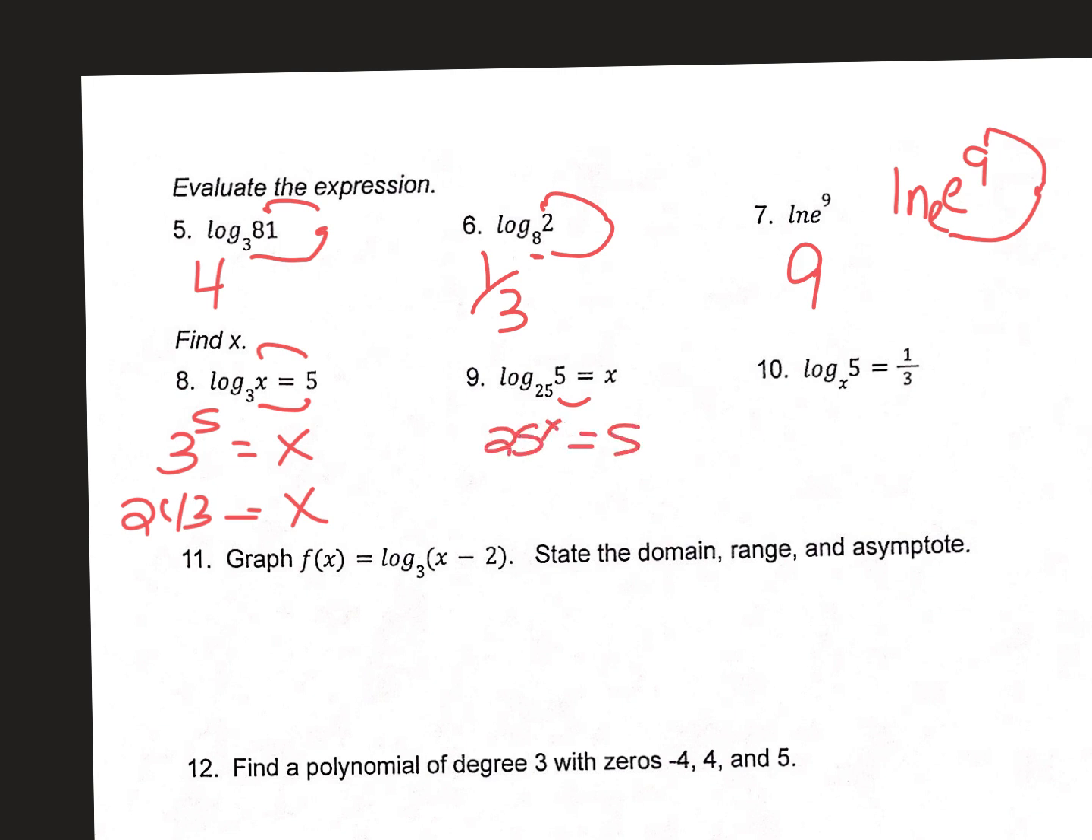How do you get from 25 to 5? You take the square root. What exponent means square root? 1/2, because bottom is the root, top is the power. Okay, look at number 10.